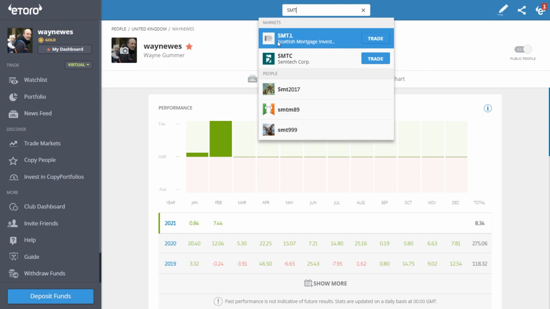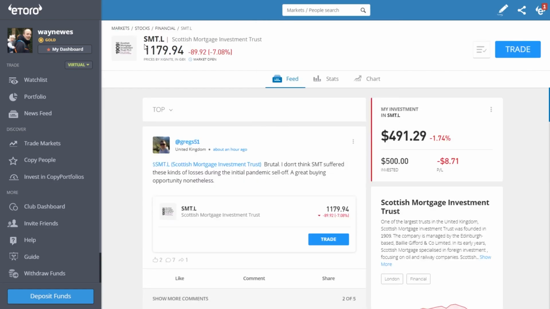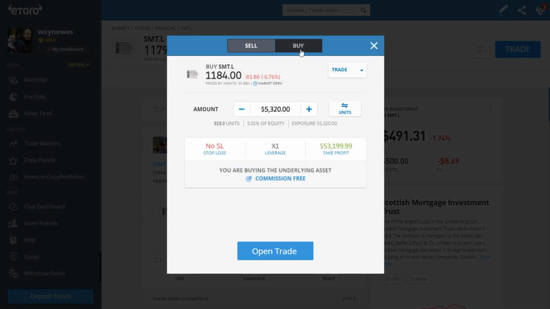And first of all, we'll just click on the actual company itself so you can see. So Scottish Mortgage Trust, we can see here that currently the market is open for this stock. I'll go over being open and closed in just a moment. So when it's open and we're going to buy it, come over to the trade button, click trade, and then you've got a choice of either buying or selling.